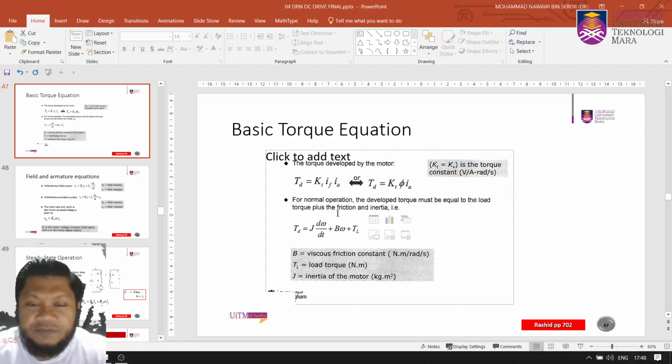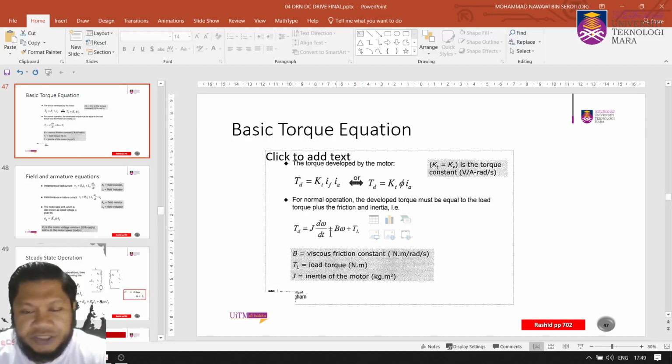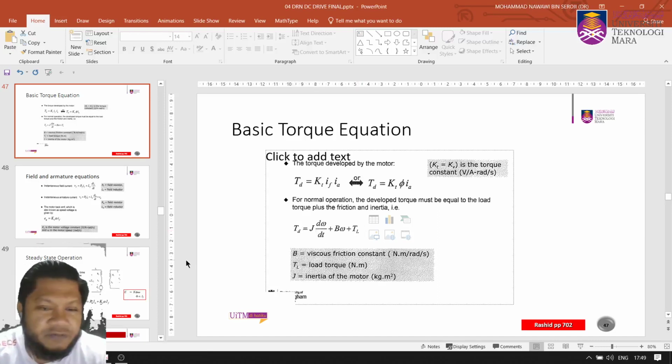Then we have this mechanical equation: torque equals J d omega over dt plus B omega plus load torque. J is the inertia of the motor and B is the friction. So the torque developed by the machine equals the torque of the load, as well as the friction and the inertia of the motor.